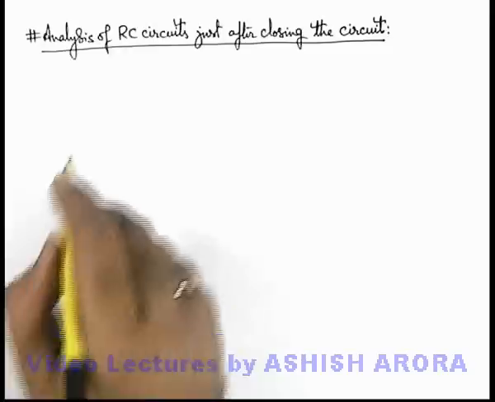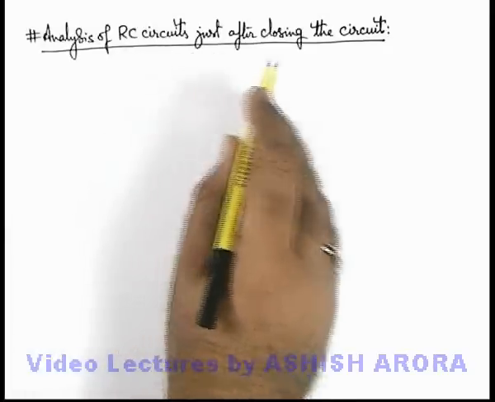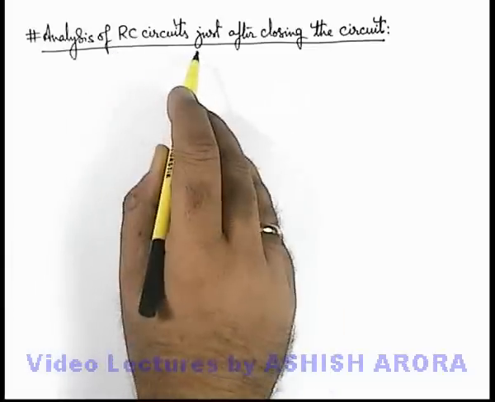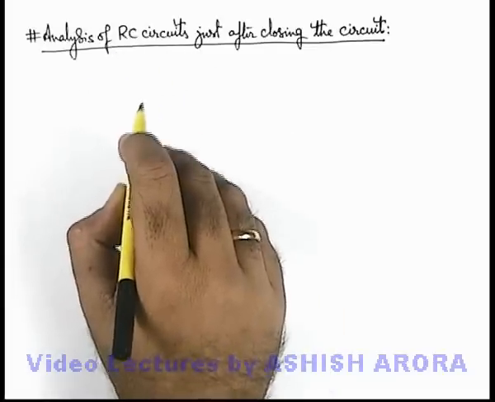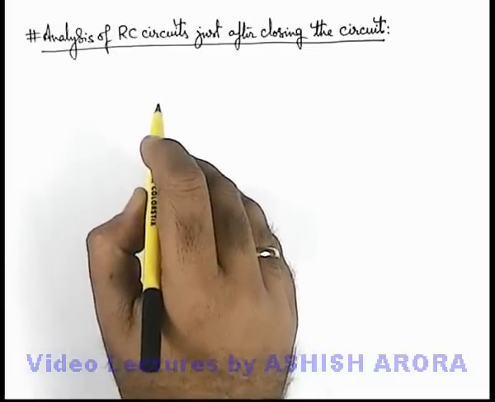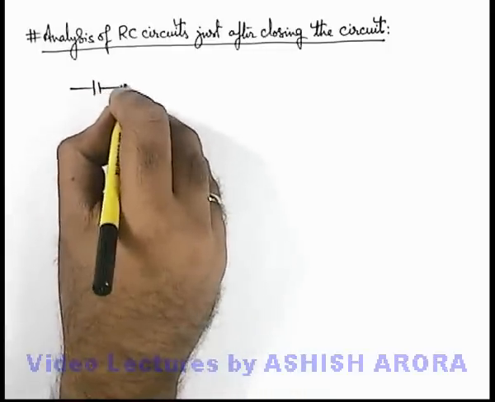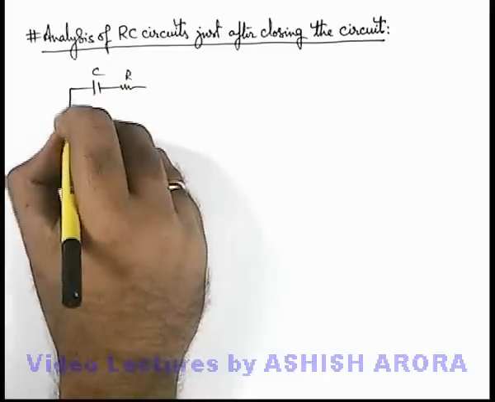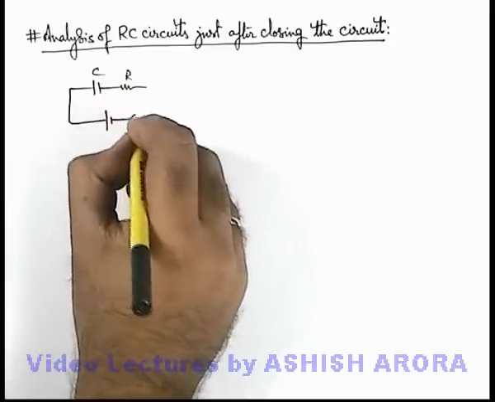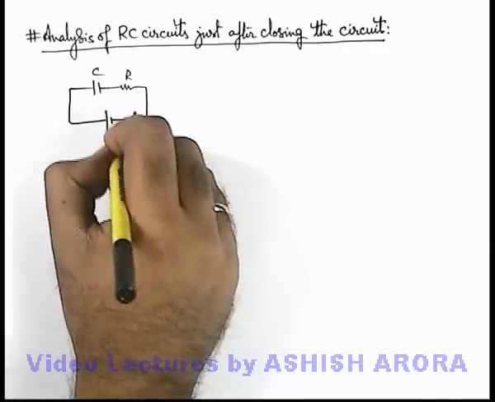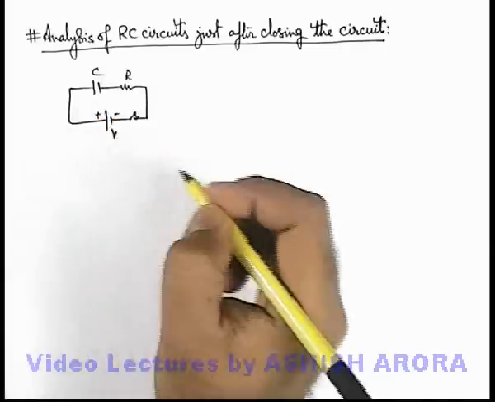Let us discuss the analysis of RC circuits just after closing the circuit. We have discussed two situations for a given RC circuit: one is charging of a capacitor and the other is discharging of a capacitor. If we just talk about charging of a capacitor, the situation is like this, in which a capacitor in series is connected with a resistance along with the battery of EMF V.